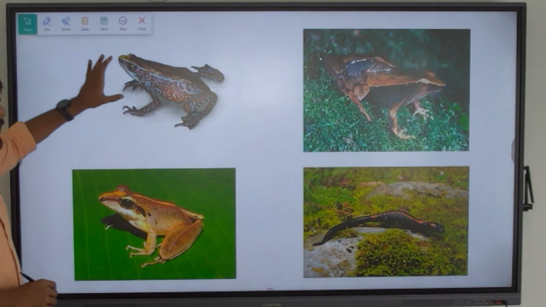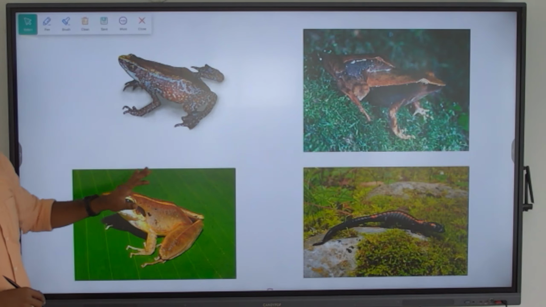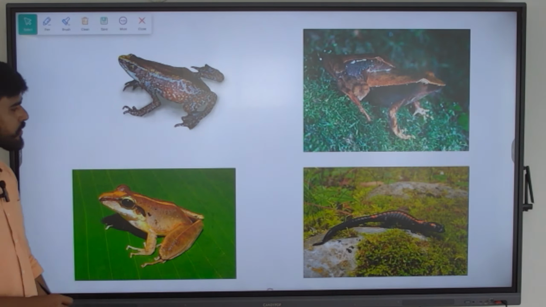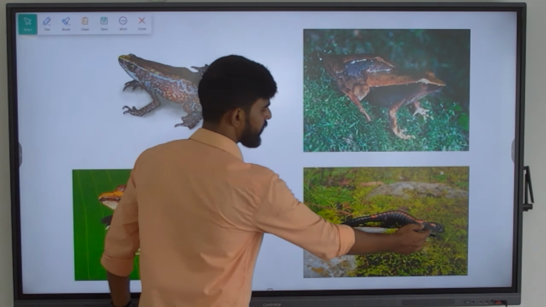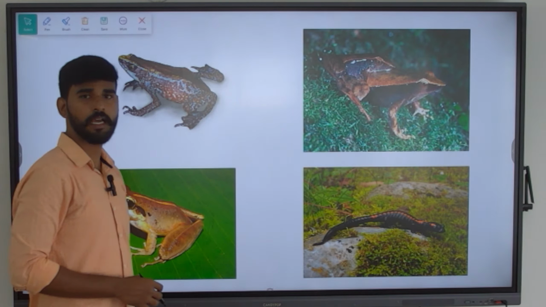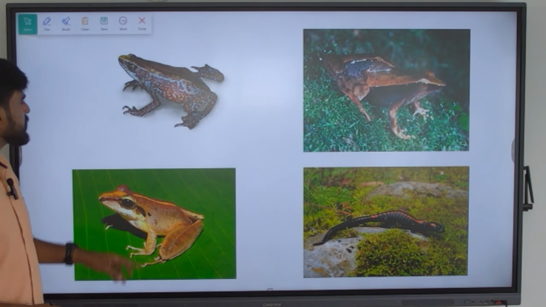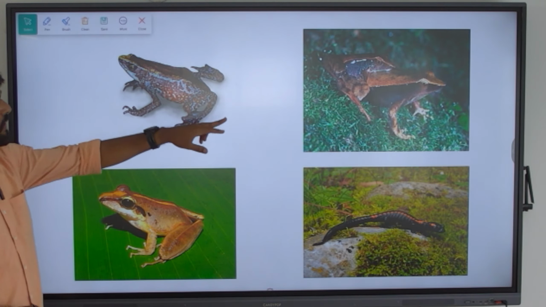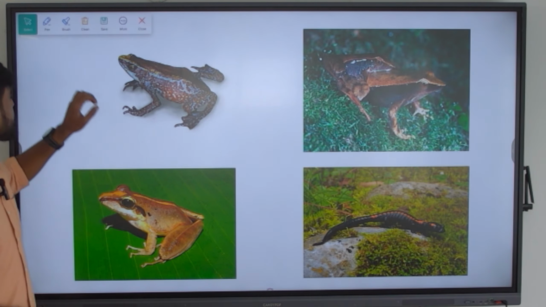Next is, these are the 4 amphibians that have gone extinct, okay? So this is that salamander which looks like a lizard, but actually it is an amphibian, okay? This is the toad which we talked about, and these 2 are the frog species, okay?